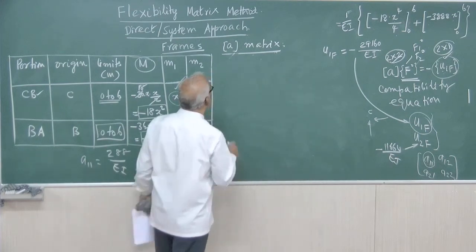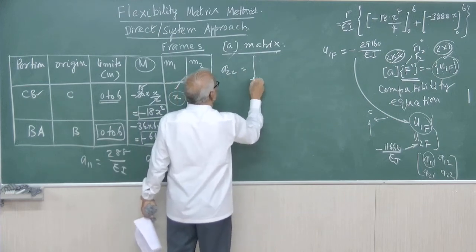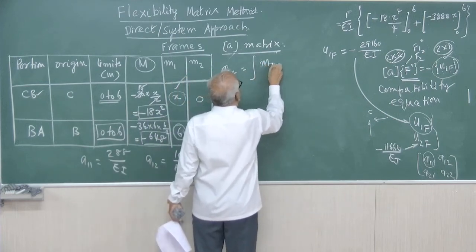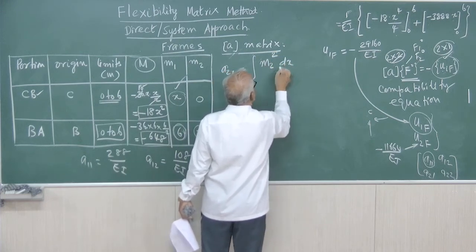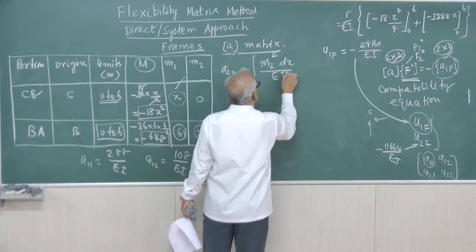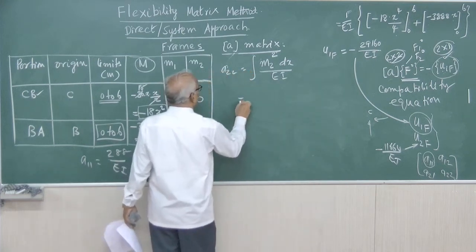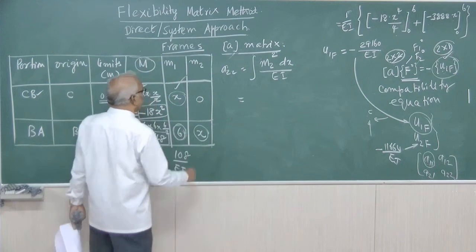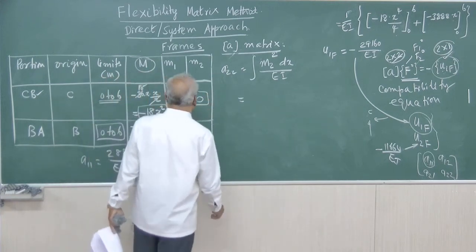Now, A22 equal to integral M2 into M2, or you can say M2 square dx by EI. Right. Now, here for the first one, M2 is 0. Therefore, for CB, you need not worry.